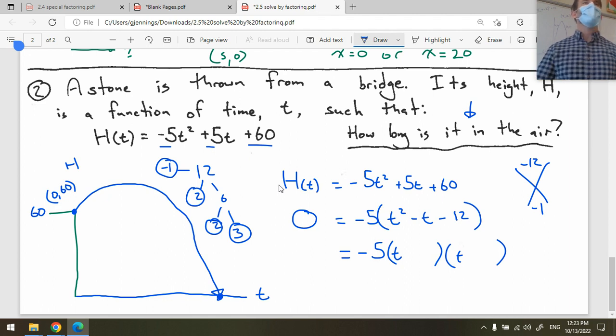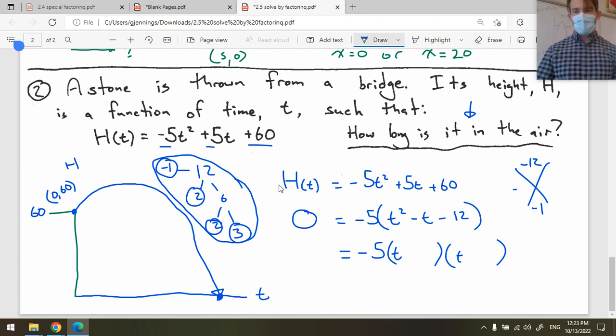So I'm very close to the answer. I just try the other way: negative 4 times positive 3. I just play around with those factors. And yes, I see factor trees in my head. You can write down a factor tree on your paper if you don't see them in your head yet. So this is minus 4 and 3. That means t is minus 4 and t is plus 3.